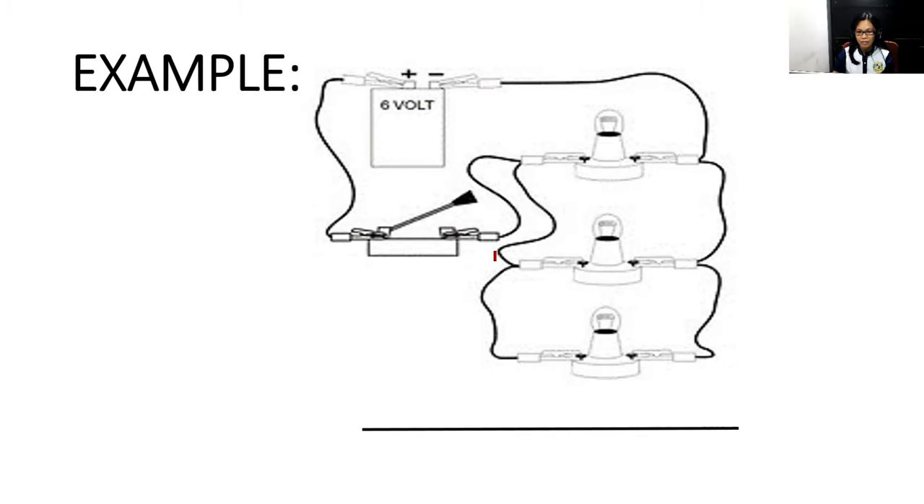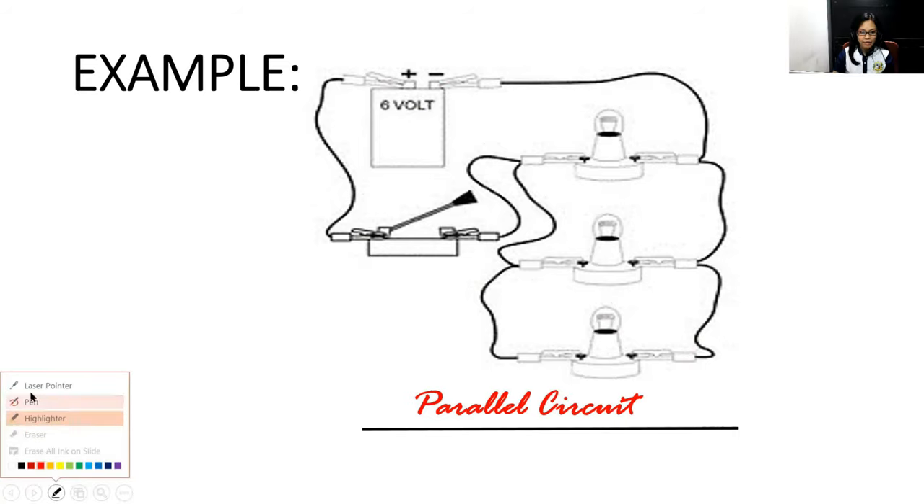How many pathways? If there are more than one, then that is parallel. If it is only one pathway, that is series. So what do you think? Is this parallel or series circuit? This is parallel circuit. Very good. So parallel circuit, we are going to find out if the bulb lights up. Okay, so correct, the answer is parallel circuit.